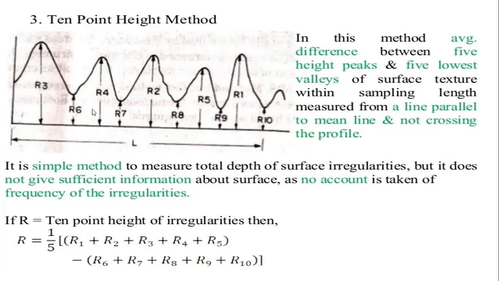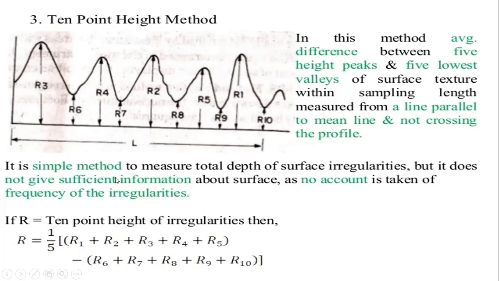So that is the 10-point method, and for the formula, capital R is denoted as the 10-point height of irregularities. We can derive the formula: R is equal to 1 by 5. The value 5 is taken for the 5 peak heights or 5 valley heights.